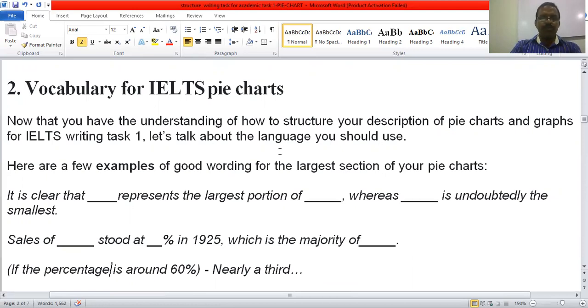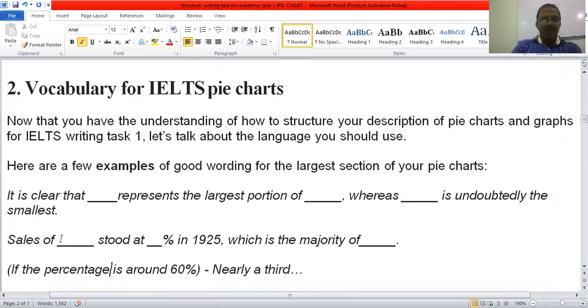Let's talk about the language you should use. Here are a few examples of good wording for the largest section of your pie chart. It is clear that, for example, we choose any one example: meat represents the largest portion of consumption, whereas fish is undoubtedly the smallest. So there are two values. It is clear that meat represents the largest portion of consumption, whereas fish is undoubtedly the smallest.